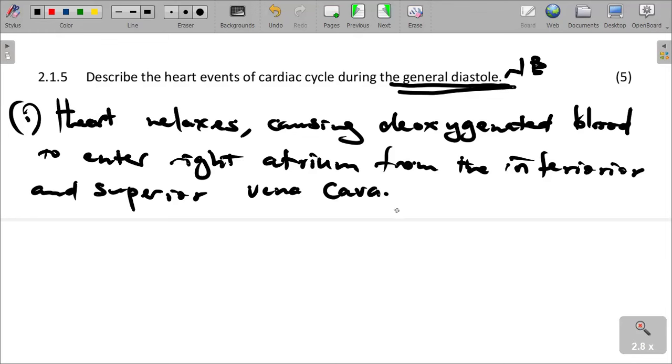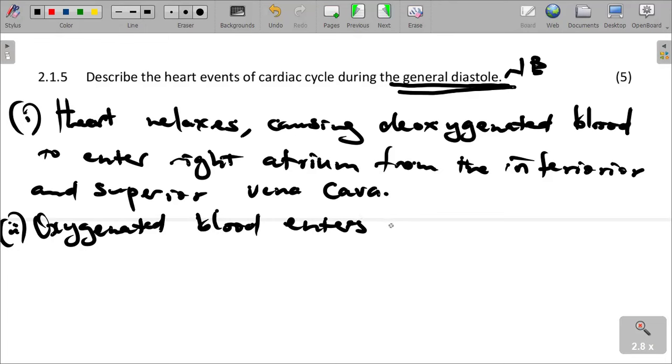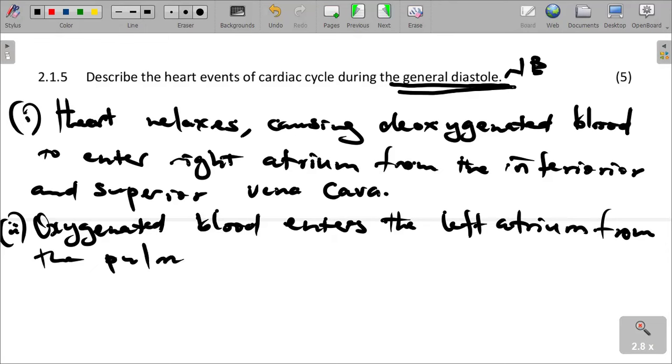And then oxygenated blood enters the left atrium. Oxygenated blood actually enters the left atrium from the pulmonary vein. That is one thing that we should understand again.